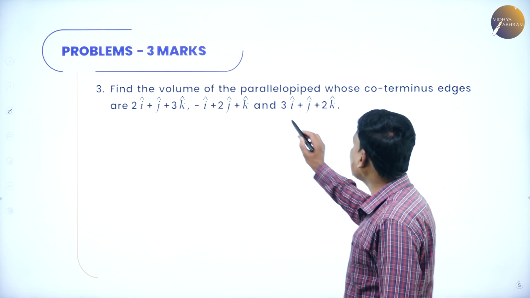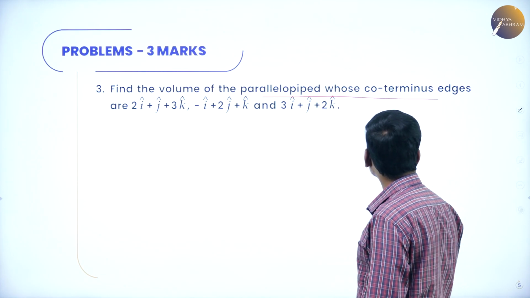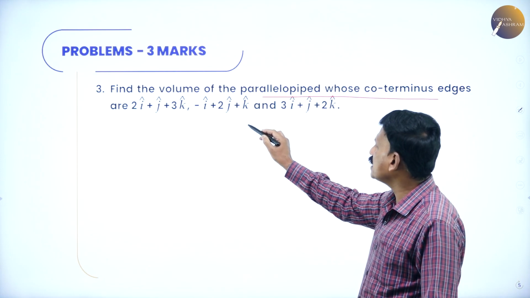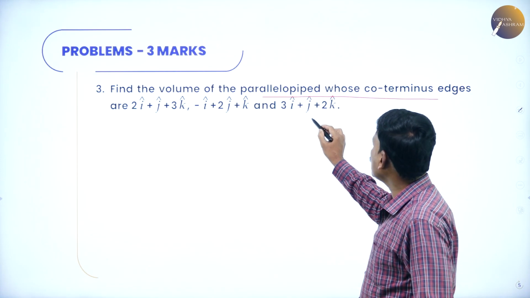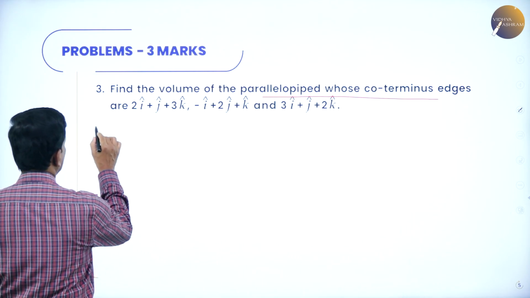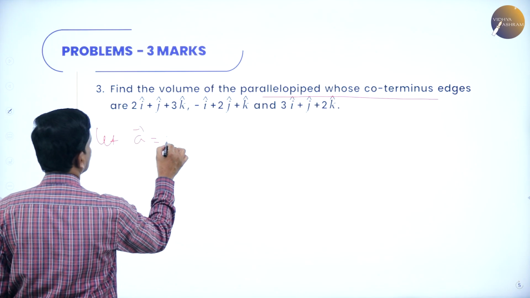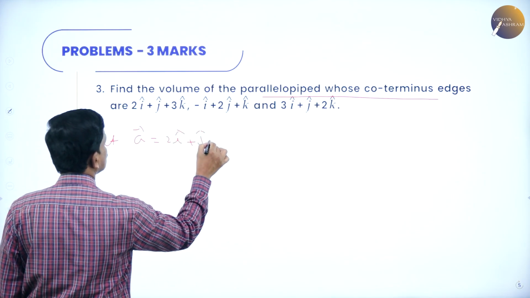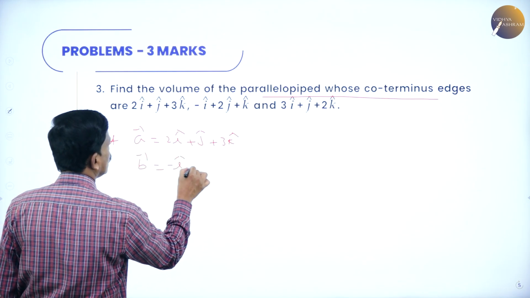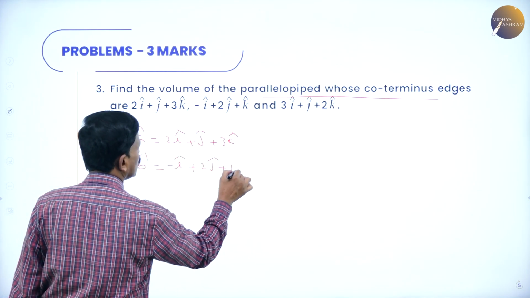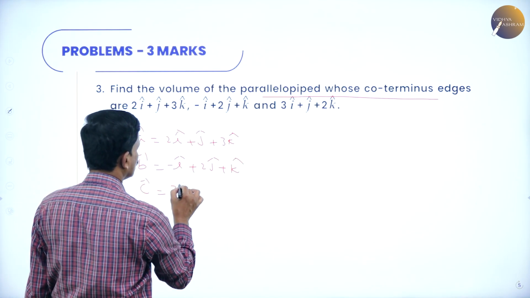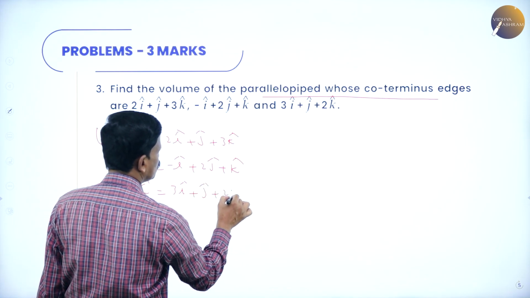Find the volume of a parallelepiped whose coterminous edges are the vectors 2i plus j plus 3k, minus i plus 2j plus k, and 3i plus j plus 2k. So these are nothing but the vectors A, B and C. Now let vector A be equal to 2i cap plus j cap plus 3k cap, and vector B be equal to minus i plus 2j cap plus k cap. Vector C is equal to 3i plus j plus 2k cap.